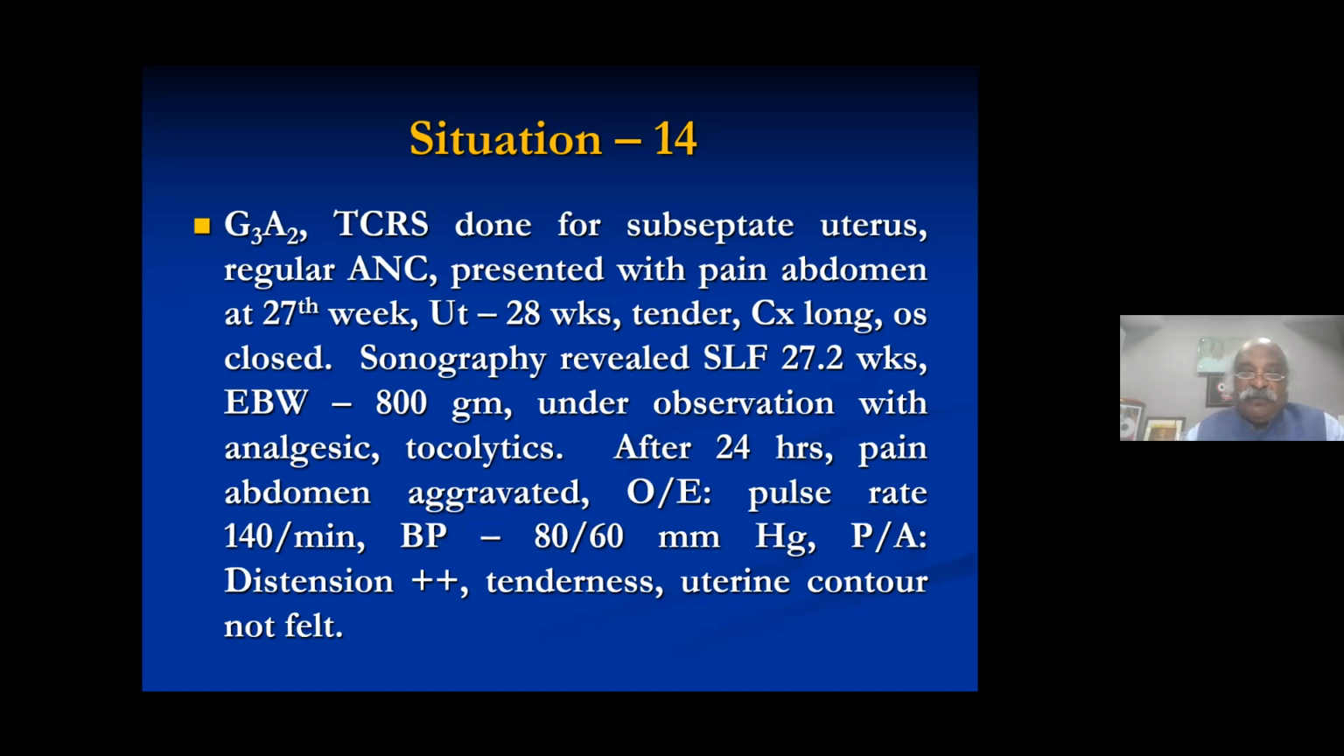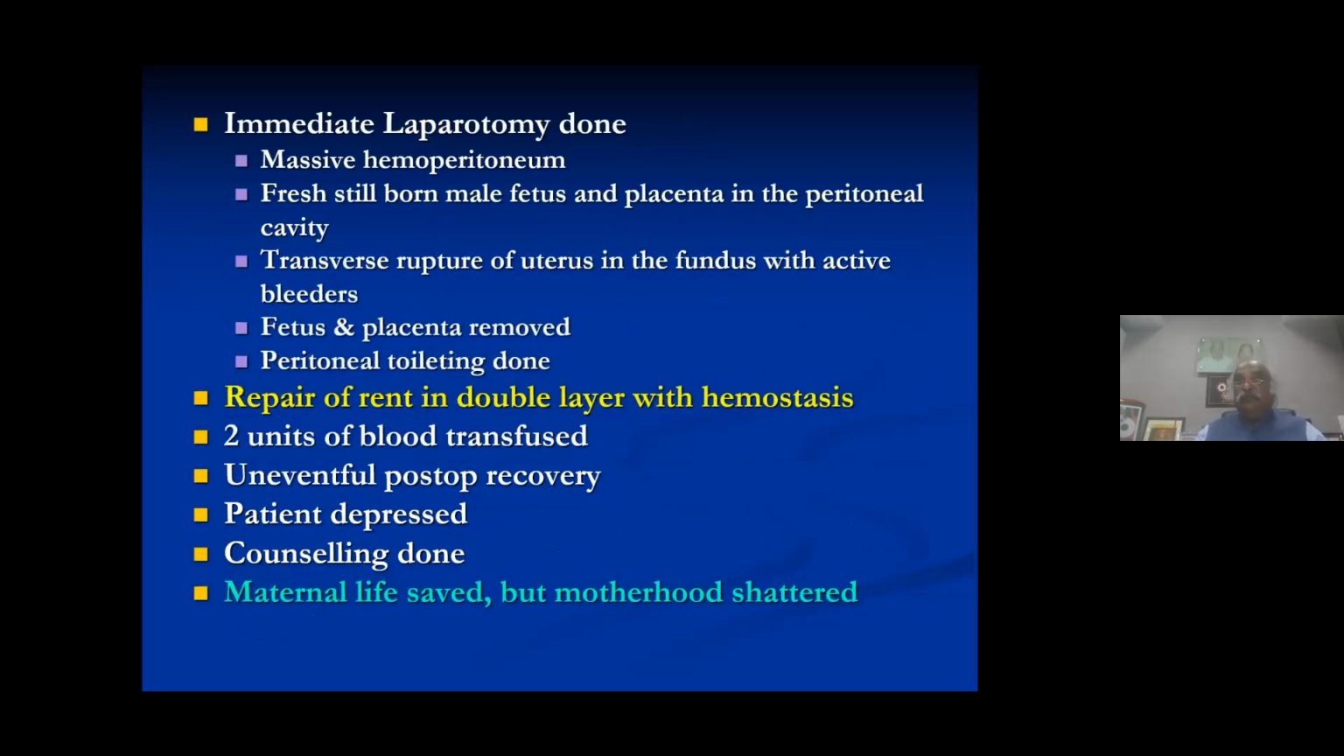On examination, pulse rate was 140 per minute, BP was 80/60, abdomen distended and tender, uterine contour not felt. Immediately I diagnosed that this could be a silent rupture of the uterus, and immediate laparotomy was done. There was massive hemoperitoneum, a fresh stillborn male fetus and placenta in the peritoneal cavity, and transverse rupture of the uterus in the fundus with active bleeders. The fetus and placenta were removed, peritoneal toileting done.